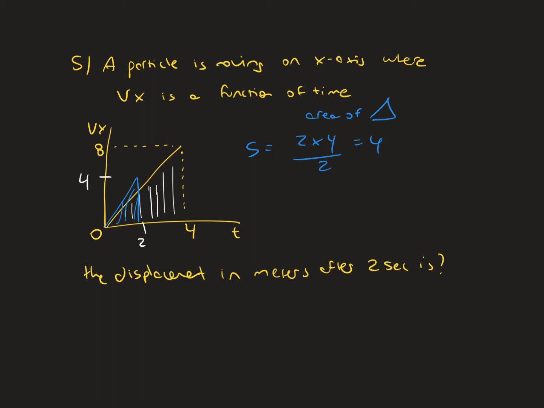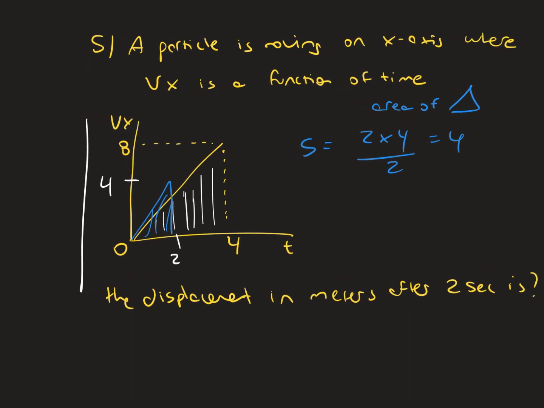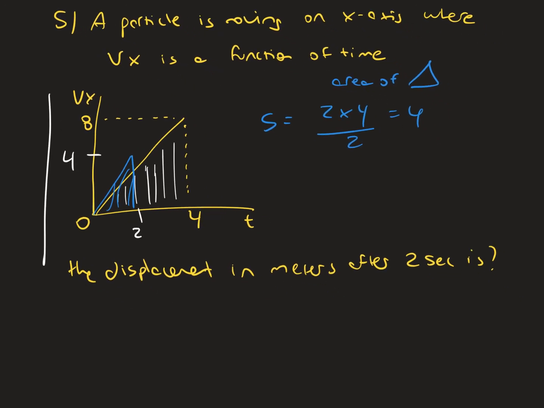In the next problem, question 5, it says a particle is moving on the x-axis, or the v-axis, and the velocity is a function of time. So the graph is given right here, and they're asking us the displacement in meters after 2 seconds. So they're giving us the time, giving us a 0.4 representing 4 seconds, and the velocity 8 meters per second.